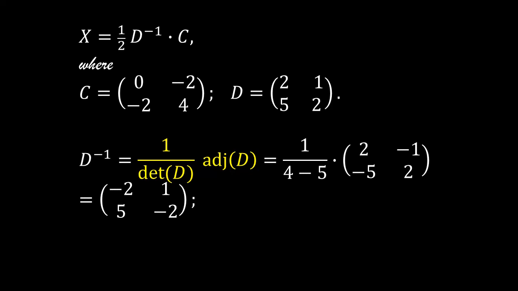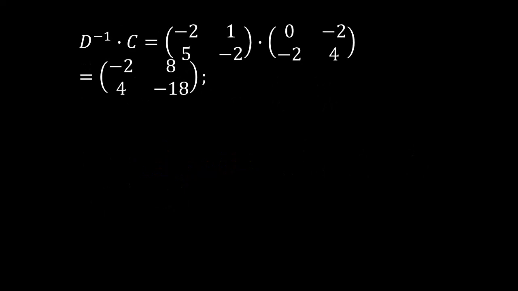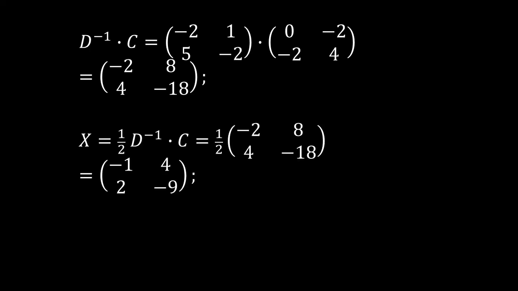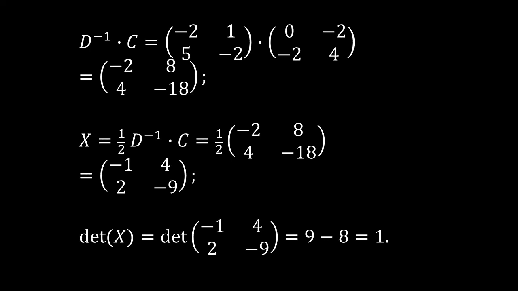All the rest are basically technical things to do, and we go through the interim results. The product of D inverse and C is a 2 by 2 matrix that has the elements -2, 8, 4, and -18. Finally, the scalar multiplication is performed on each element of the matrix. In particular, we were asked to find the determinant of matrix X. Now it becomes easy. Here we are, the final result.